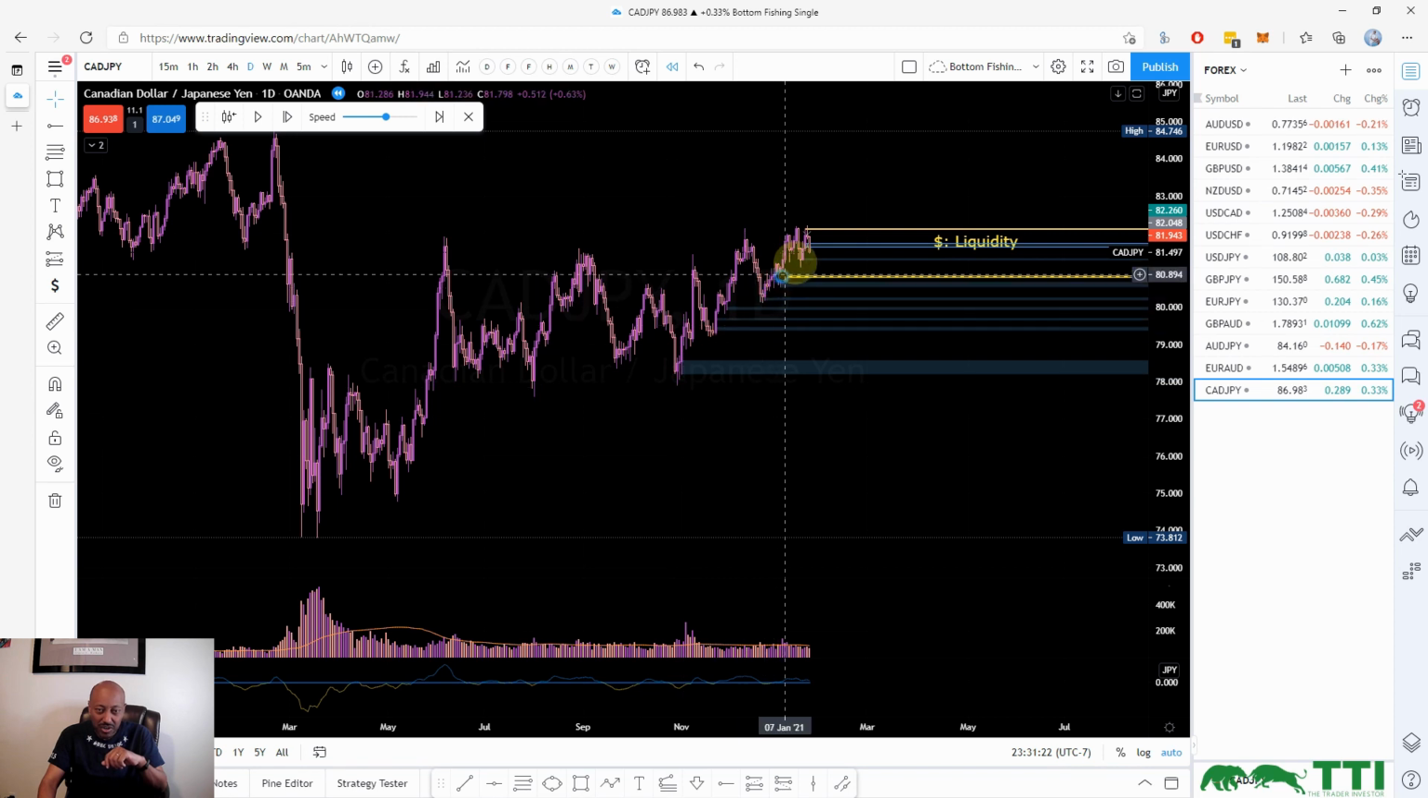So this uptrend is what I want to respect for my entry, and then I'll use the hourly to pinpoint that precision. Because for my stops, I don't want anything greater than 50 pips. If I'm at 50 pips, I'm already nervous, because that's a lot of pips for me. That's $500 on a standard lot, right? 50 pips.